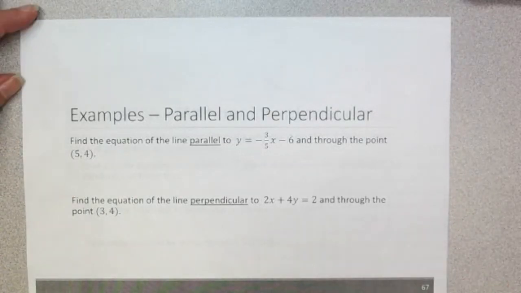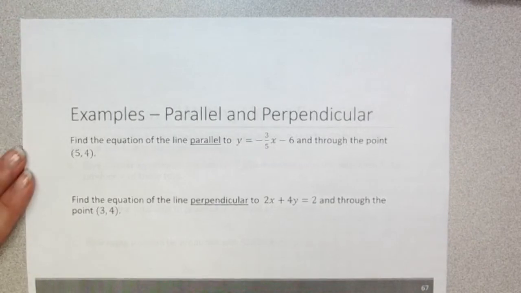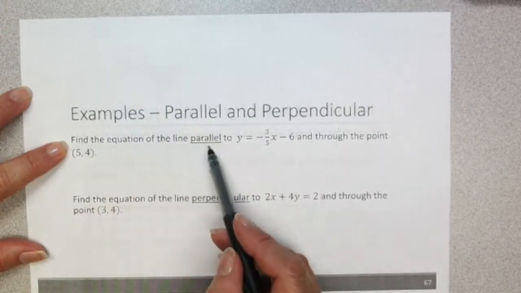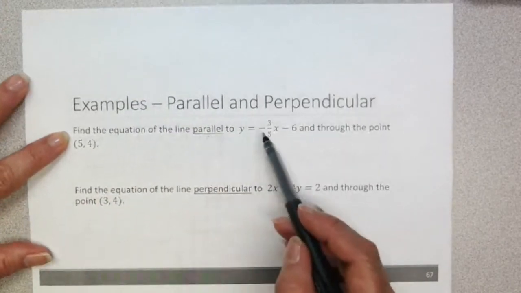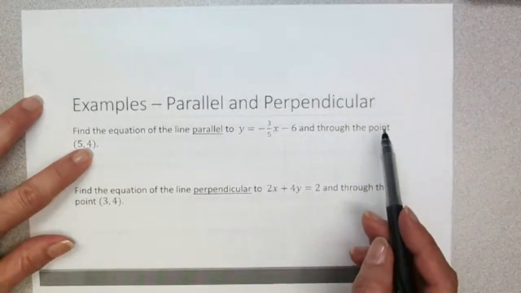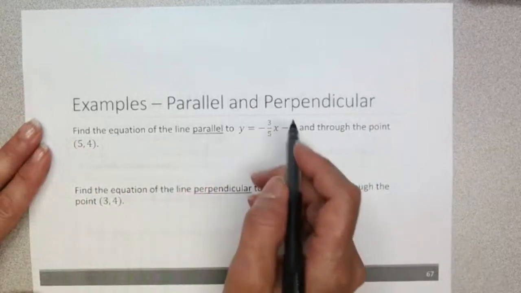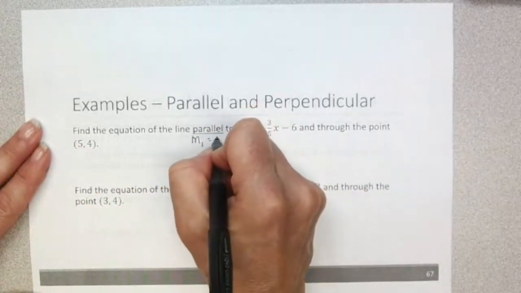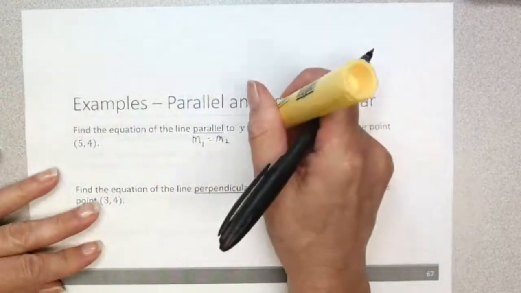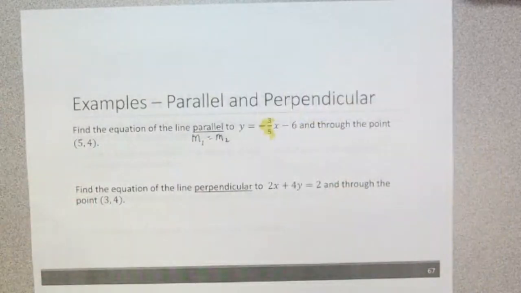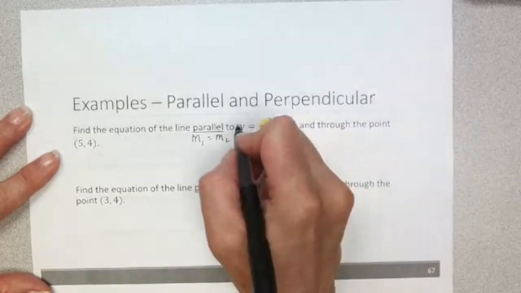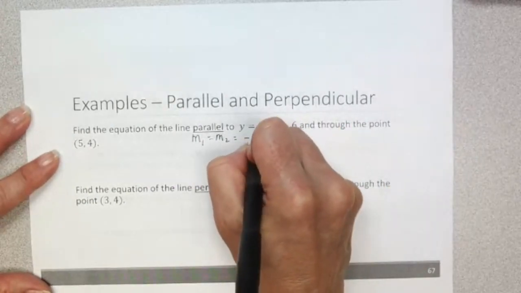Let's look at 2 more examples involving parallel and perpendicular lines, looking at it from a little bit different angle. So this first example is find the equation of the line parallel to y equals -3/5 x minus 6 and goes through the point 5, 4. Well, if this line is parallel, that means the slopes are equal. I know this is already in slope-intercept form, so the slope of the first line is -3/5, so that's going to be the slope of the line that I'm looking for, -3/5.